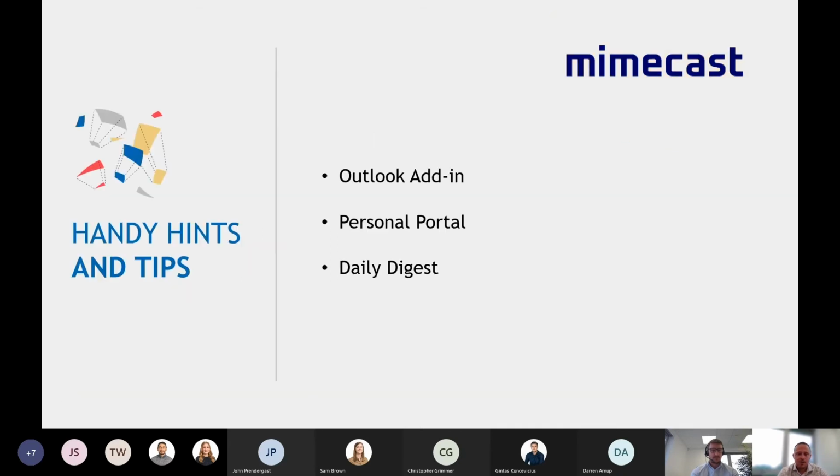So I'm going to move on to some handy hints and tips. We're going to cover three things here. One is the Outlook add-in. Number two is the personal portal, and number three is the daily digest. Now, all of these things can help you to manage the spam emails that you get. It can also help you to just go and search for emails and things like that. And like I said, if there was a continuity event and you had the Outlook add-in, or you could log into the personal portal, you can carry on running your emails.